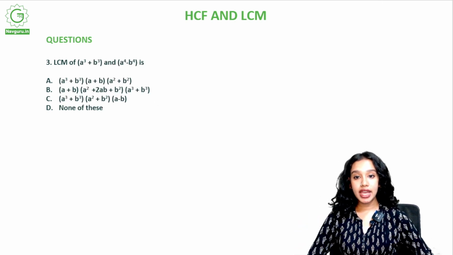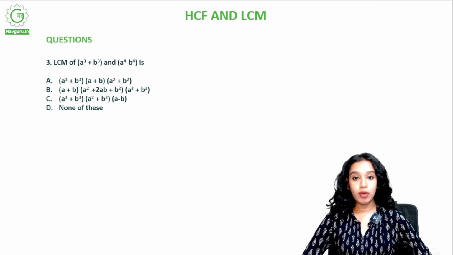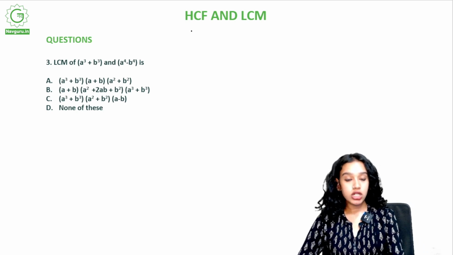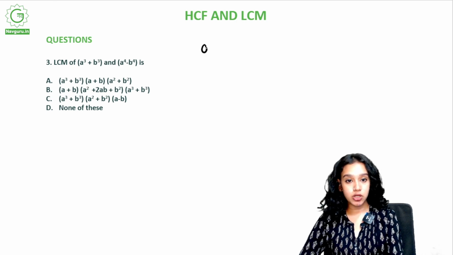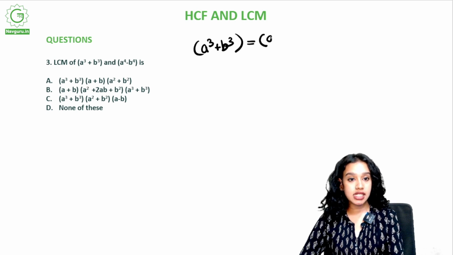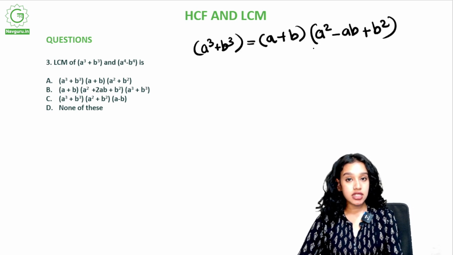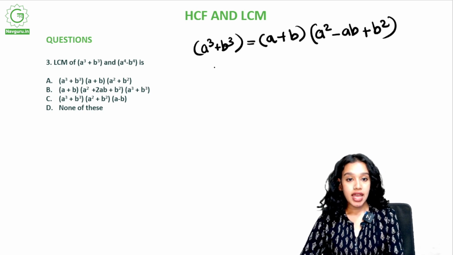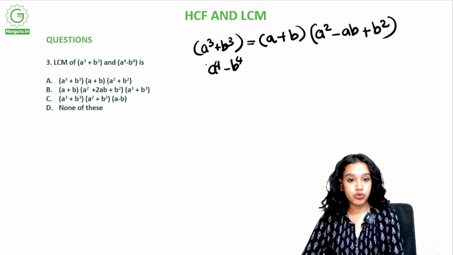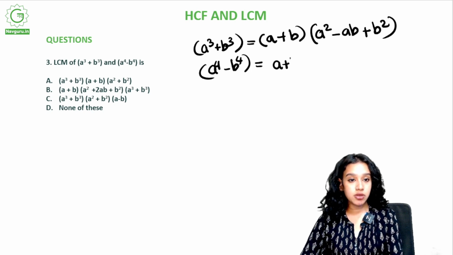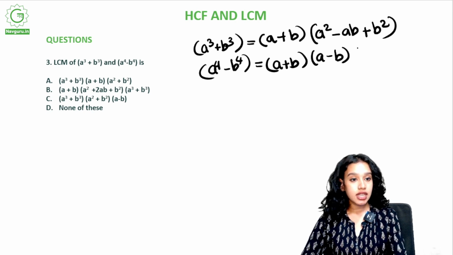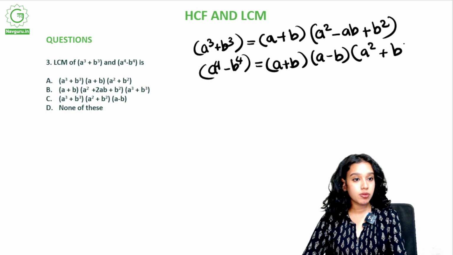Now, LCM of a cube plus b cube and a raised to 4 minus b raised to 4. So what are the factors of a cube plus b cube? A cube plus b cube can be written as a plus b into a square minus ab plus b square. This is the general expansion of a cube plus b cube. And a raised to 4 minus b raised to 4 can be written as a square minus b square into a square plus b square.